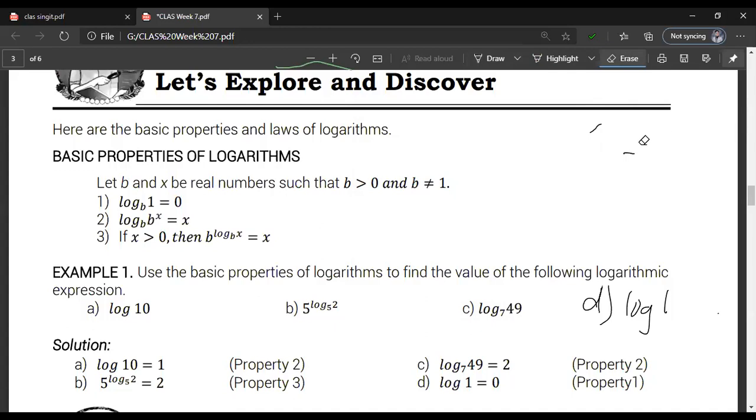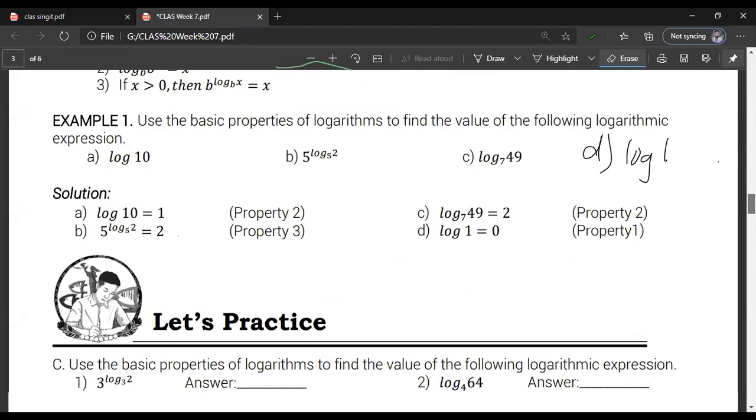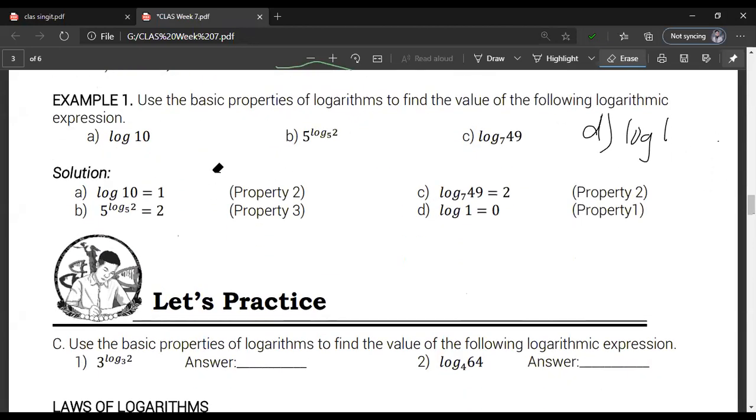So, sige. Example number 1. Use the basic properties of logarithms to find the value of the following logarithmic expression. So, letter A, logarithm of 10. Di ba walang logarithm? So, kung walang logarithm, ano yung base? Kung logarithm lang. So, meron tayong 10 doon, di ba?